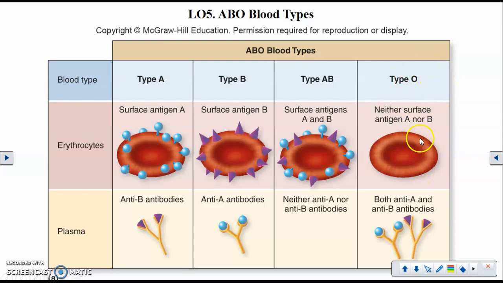Type O, on the other hand, now again, you are donating red blood cells, folks. You're not donating plasma. This is why they separate plasma from red blood cells. When they transfuse blood, they normally separate the packed red blood cells from the plasma, and the plasma is transfused separately. But anyway, if you receive type O blood, as you can see, there are no antigens, so it doesn't matter which antibodies you have. There are no antigens to clump.